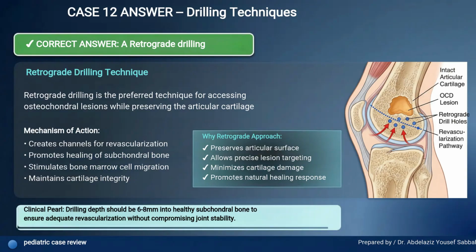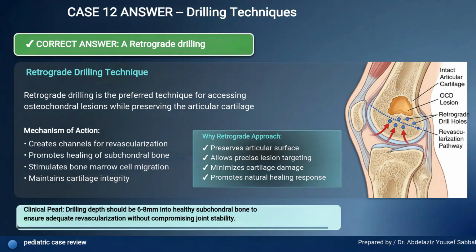The correct answer is option A, retrograde drilling. Retrograde drilling is the preferred technique for accessing osteochondral lesions while preserving the articular cartilage surface. The mechanism of action involves creating channels for revascularization, promoting healing of subchondral bone, stimulating bone marrow cell migration, and maintaining cartilage integrity throughout the procedure.